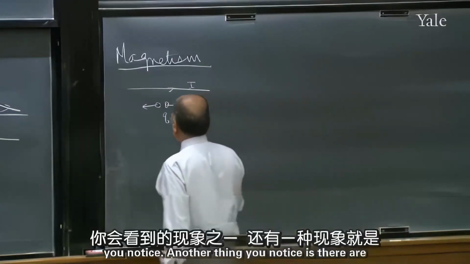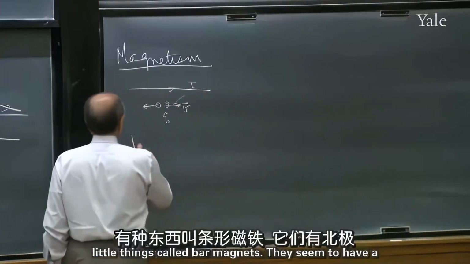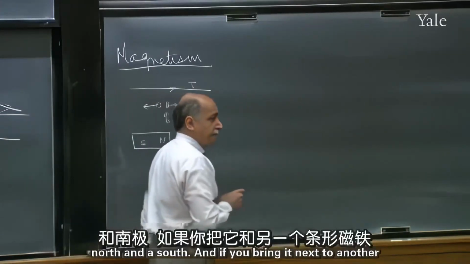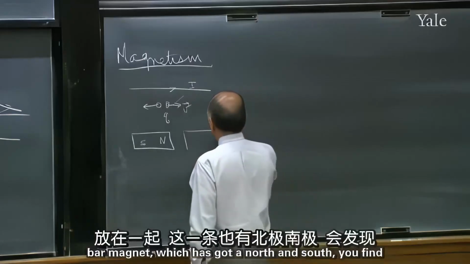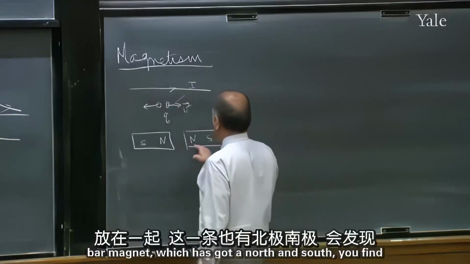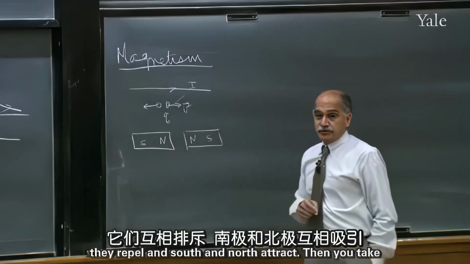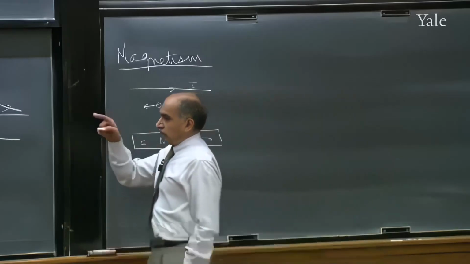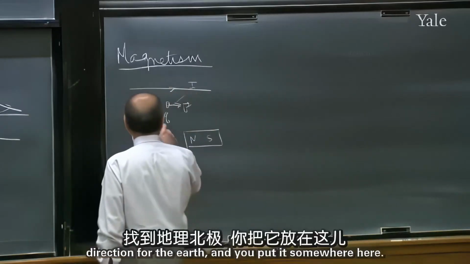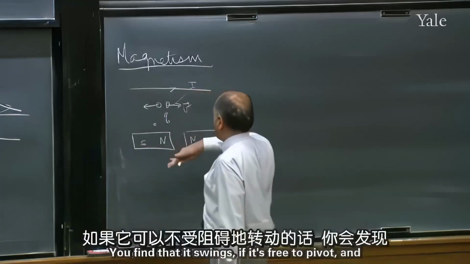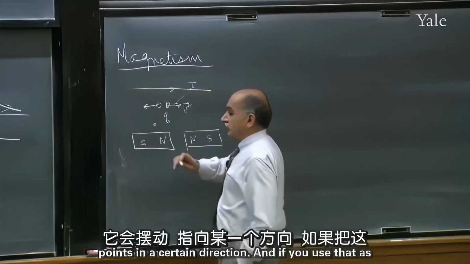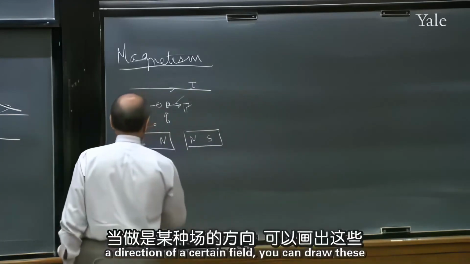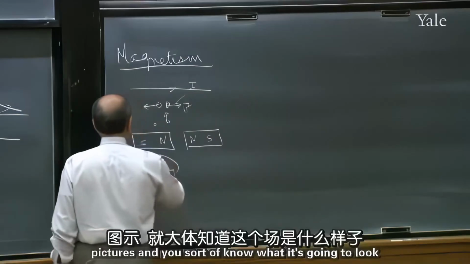Another thing you notice is there are little things called bar magnets. They seem to have a north and a south. If you bring one next to another bar magnet, which has its north and south, you find that like poles repel and north and south attract. Then you take this compass needle that people used to find the north direction for the Earth, and you put it somewhere here, and you find that it swings, if it's free to pivot, and points in a certain direction. If you use that as the direction of a certain field, you can draw these pictures and you sort of know what it's going to look like. They look like this.